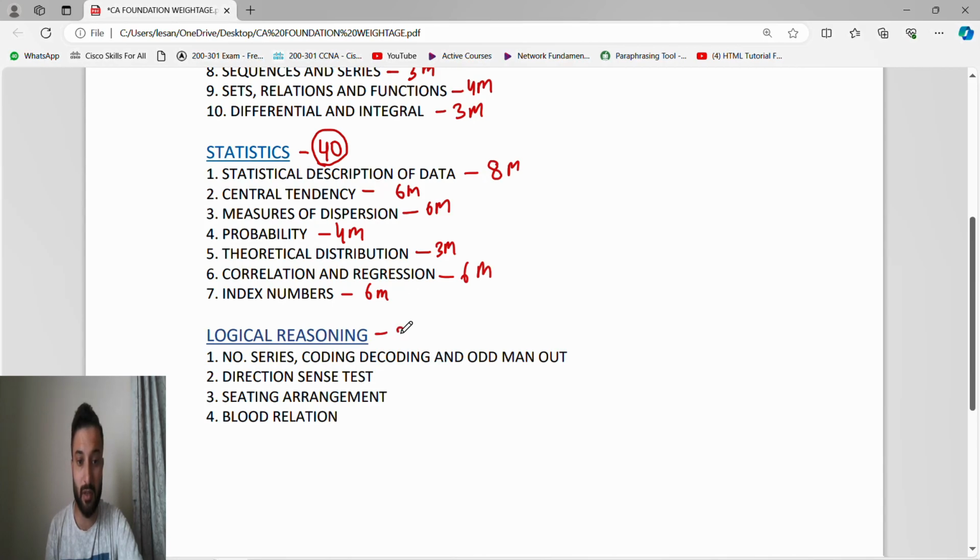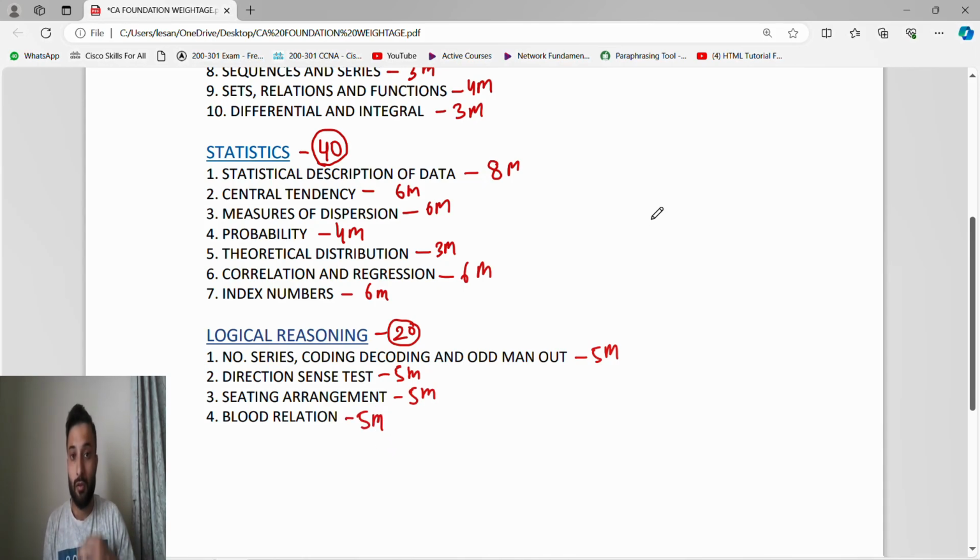Logical reasoning is 20 marks. So 40, 40, that's 80, plus 20, 100. Logical reasoning being 20 marks means each chapter consists of 5 marks. Each chapter consists of 5 marks in logical reasoning.